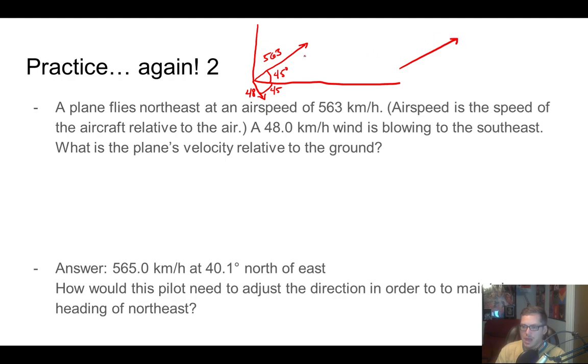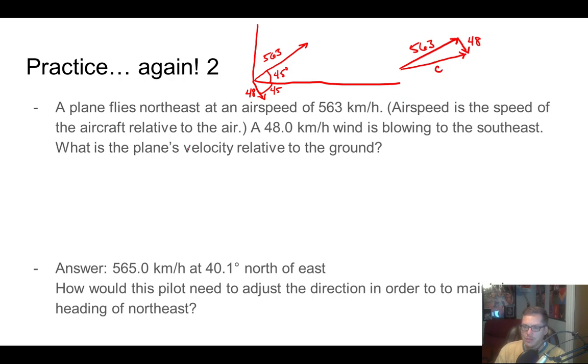And remember, when we add vectors, the number one rule is to go tip to tail. So there's that guy there, like that. So there's 563, and there's 48. Okay, so our resultant is going to be this vector right here. Boom. So there's our resultant, and we'll call that C.